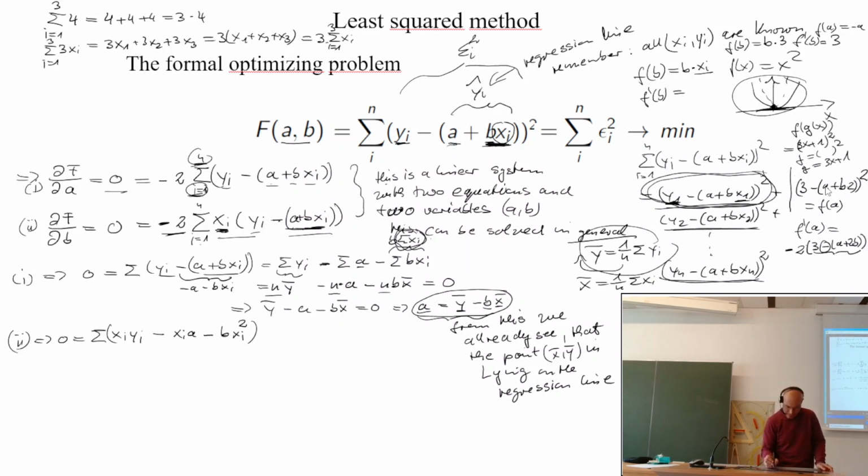Well, and now we split also this sum, because these are all just different parts, so we can just write in front of every part the summation sign: sum x_i y_i, minus sum x_i times a, minus sum b x_i squared.